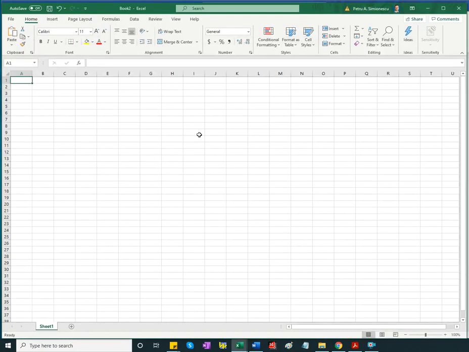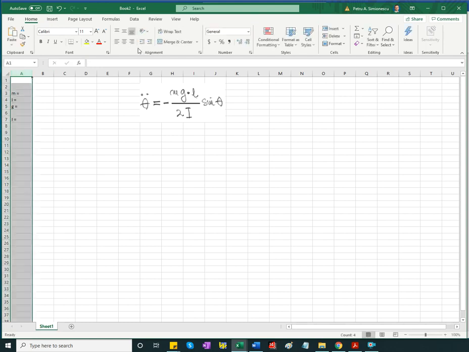in Excel. Okay, so I copied it, I'm pasting it here. We'll use it at some point. So let's see what the inputs are. I have mass, I have length of the pendulum, I have acceleration of gravity, and I have the calculated value, which will be the moment of inertia about point O.